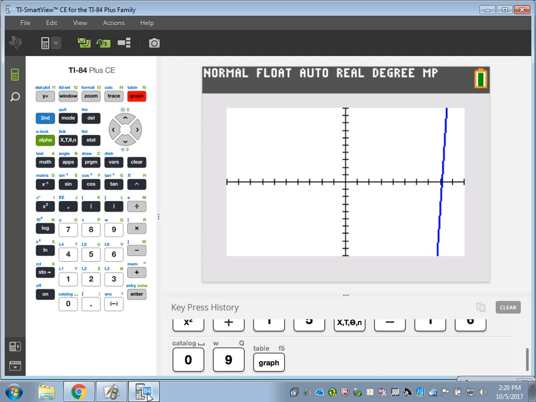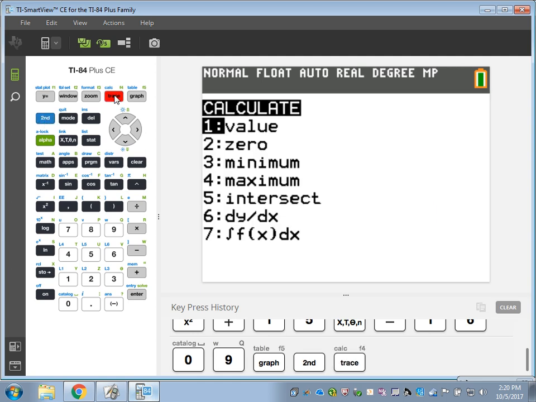Thumbs up, thumbs in between, mostly thumbs up. Okay, good. So here we go. Hit second, calculate. We are going to calculate the zero, which is option number 2.